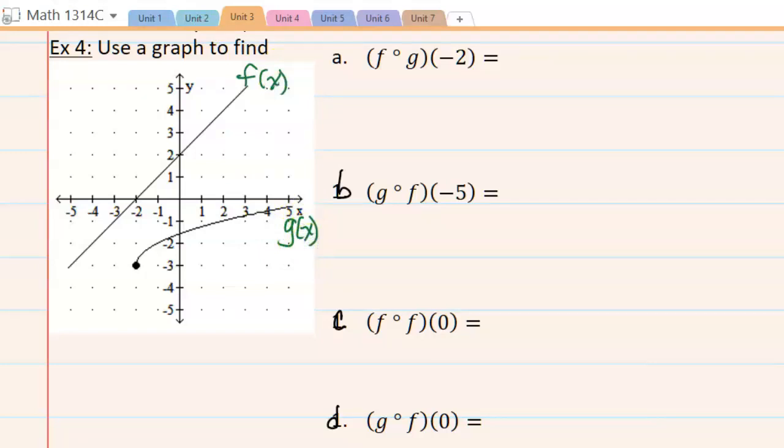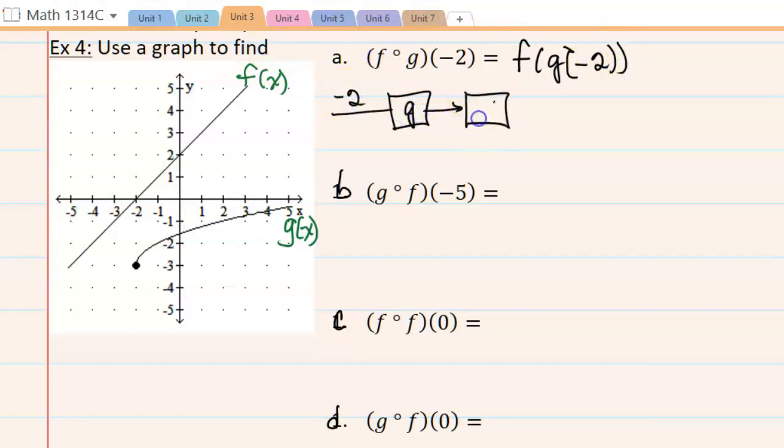For part A, we need to find f of g of negative 2. That means f(g(-2)). Using our box notation, we need to put negative 2 into the g box, and whatever comes out goes into our f box, and whatever comes out of that is our answer. First, we will need to find g of negative 2. We know the x value for our point is negative 2, and it must be on the graph. From the g graph, we see that the point (-2, -3) is on the graph. So g of negative 2 is equal to negative 3.